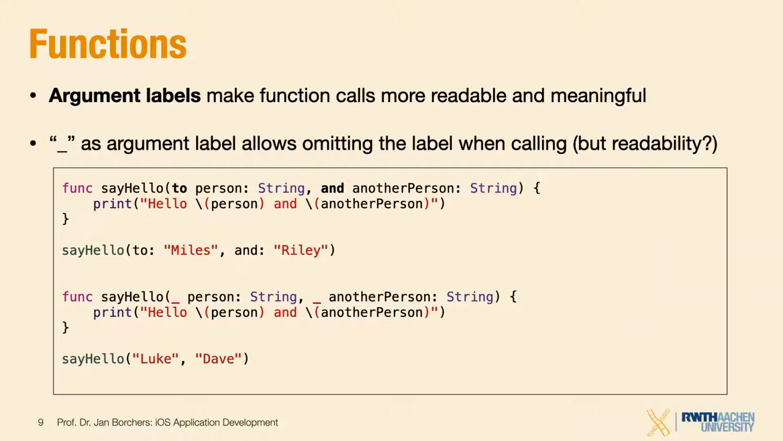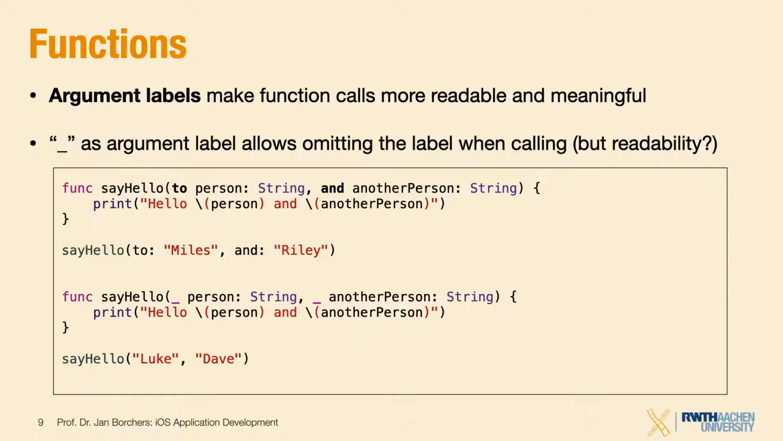What does that mean? First of all, ignore the underscore for the moment here. Let's look at this function, say hello. Notice that we're not just saying say hello person colon string, another person colon string. That would be normal, right? That would be giving the parameter name. And then we would have to call this function by saying say hello person Miles, comma, person Riley. But we are not doing this. We're adding another thing here. We're adding an argument label in front of that.